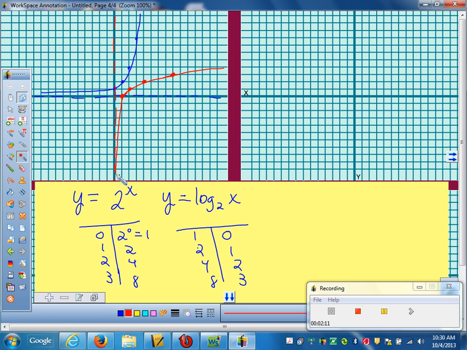And together, they look like a hallway. They also look like inverses, because you remember inverses reflect over the line y equals x. They reflect over the diagonal line. These two are reflected over the diagonal line.